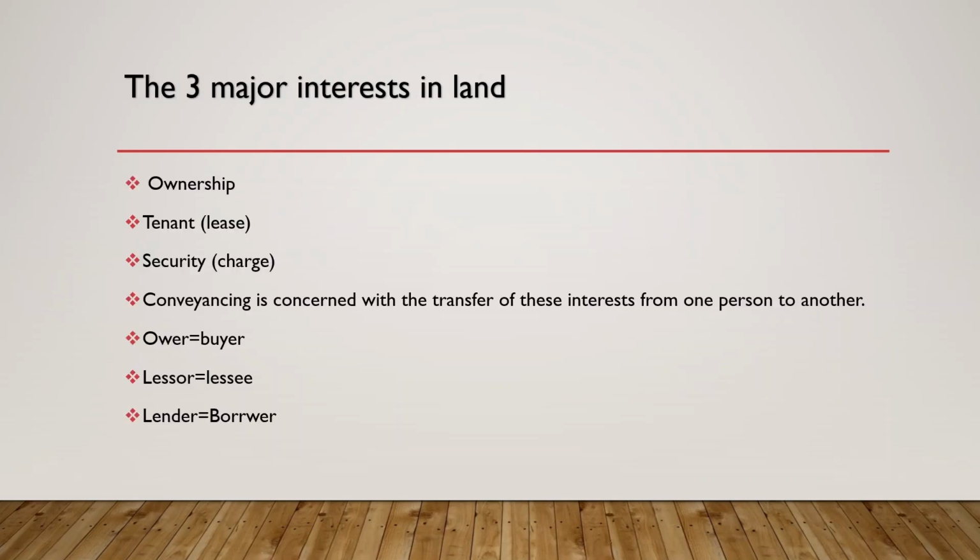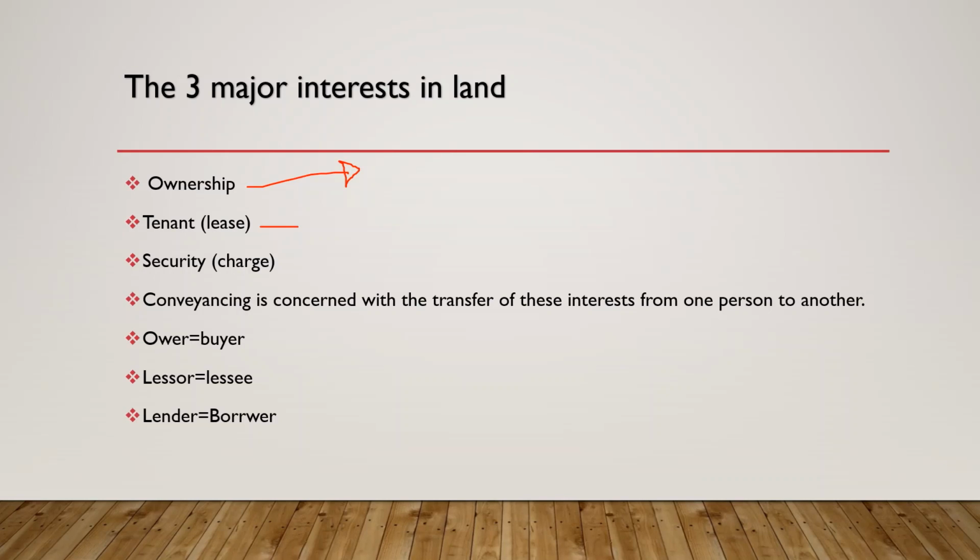There are three major interests in land, and the first one is ownership. Just to use an example here, maybe Rogers owns 10 acres of land in Muthaiga. The other interest in land that Rogers could have is being a tenant or having a lease. An example would be that Rogers has leased a piece of land for a period of 10 years.